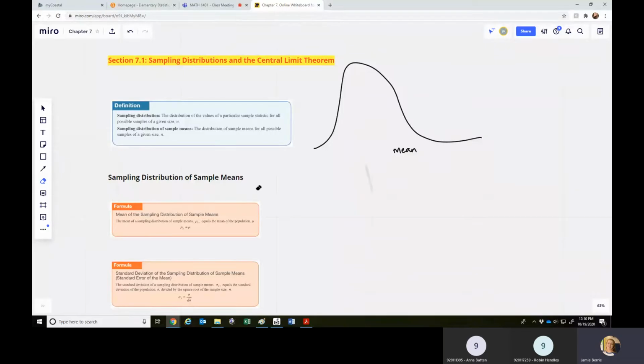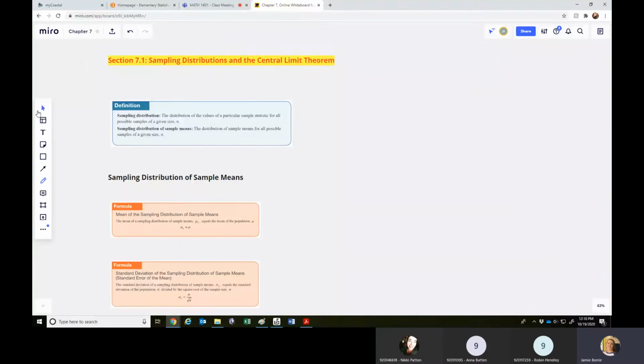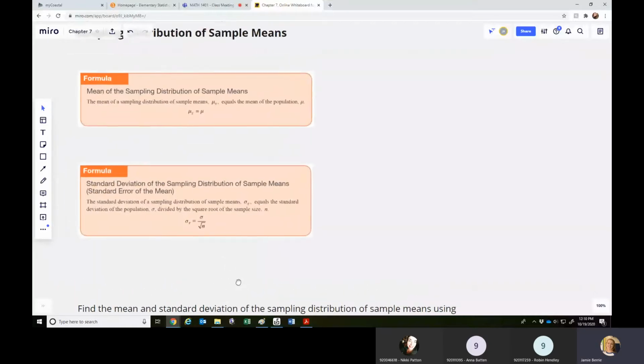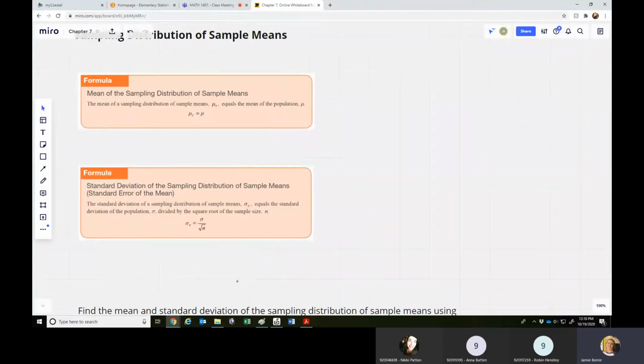We're going to learn more in just a minute about how and why it works that eventually these come out to be in the shape of a normal distribution. But first, we need to look at a couple of important attributes of sampling distributions of sample means. All right, so here are the two formulas that are very important for this section. It's kind of hard to read them, so I'll write them off to the side so that they're a little bit clearer.